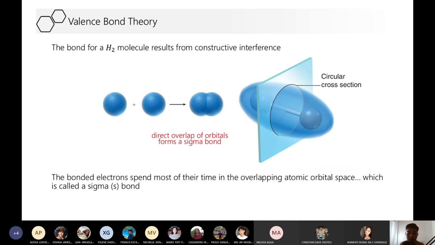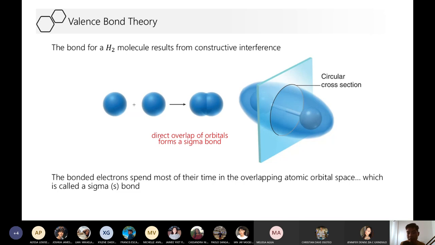Alam natin, according to valence bond theory, is that yung ating electrons, they are paired, no? So yung ating electrons, they combine to form molecules. Yun lang yung sinasabi ng valence bond theory. The valence electrons are overlapped, no, in a constructive interference mode for them to create bonds, no. 'Di ba dalawa yung uri ng waves sa physics natin? We have the constructive interference and the destructive interference, no.